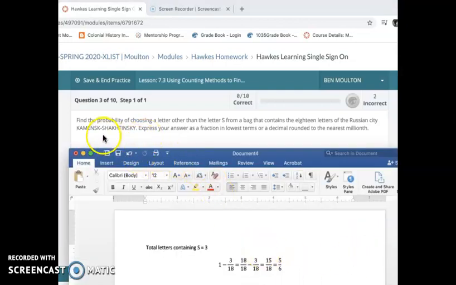So what is going on here? Well, first of all, there are 3 S's in Kamensk-Shakhtinsky, and there are 18 letters total. They tell us that. So 3/18 of your letters are the letter S. Subtract that from 1, which is a whole. So 18 out of 18 minus 3/18 is 15/18, or reducing that, 5/6.